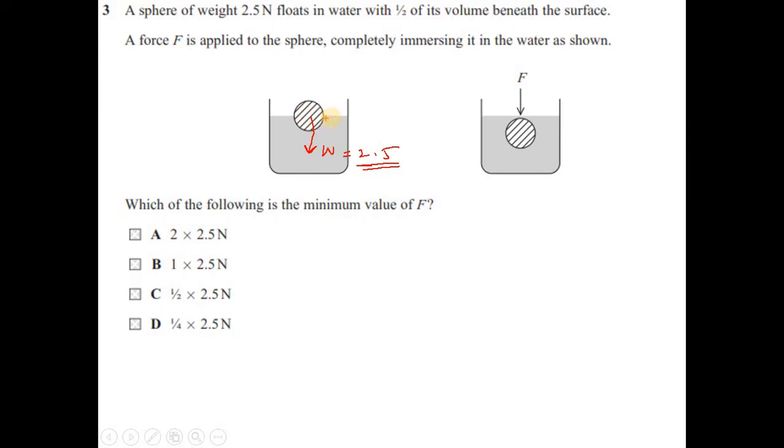surface. So for the rest of the half of the volume, you need an additional 2.5 Newton force, so that the sphere can be completely immersed in the fluid. So this F should be equal to 2.5 Newton, so that the ball is completely immersed inside the water. So the option is 1 times 2.5. Option is B.